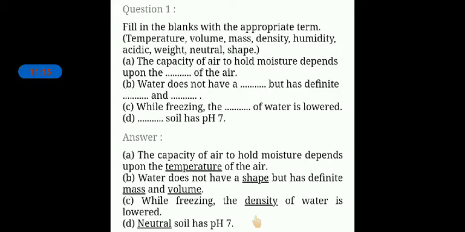Next question we have D: dot dot soil has a pH 7. So which soil has a pH 7? A neutral soil has a pH 7, because neutral soil ranges from pH 6.5 to 7.5.